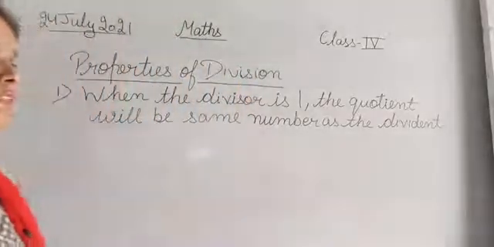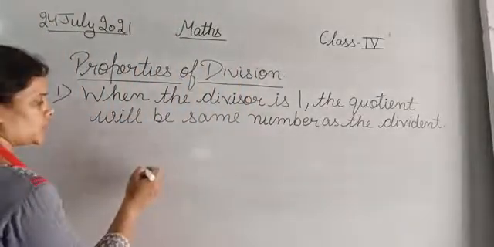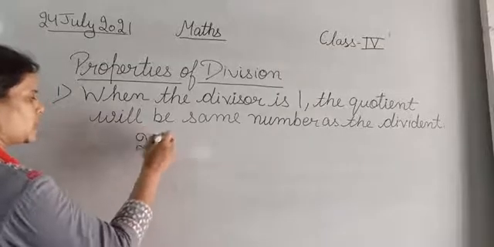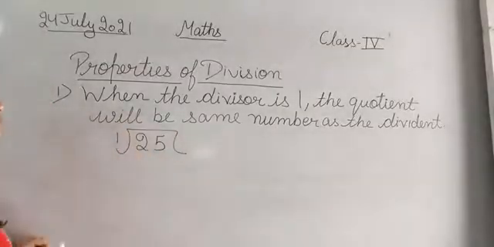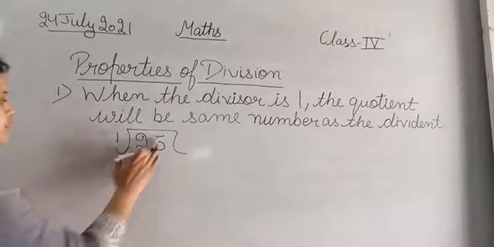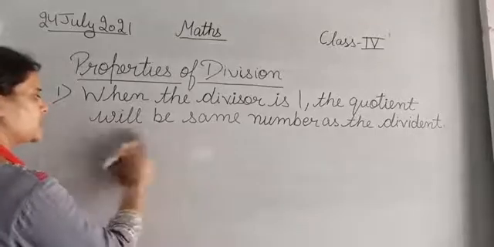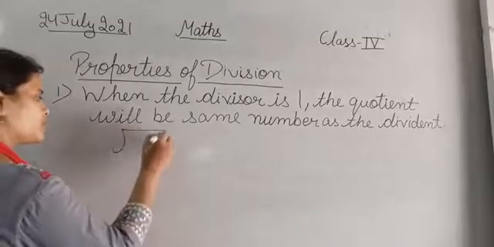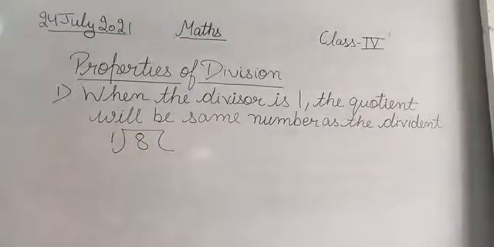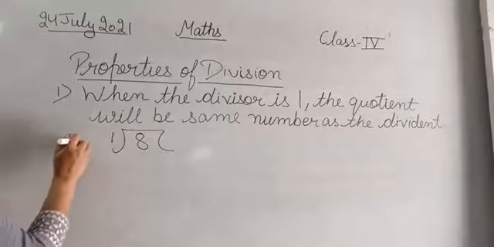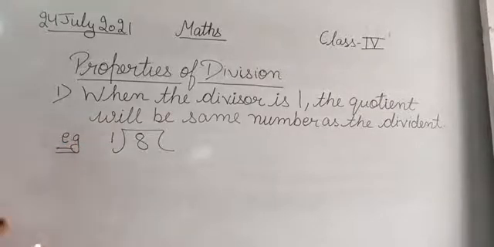So here let's see with an example. Suppose you have to divide 25 with 1. First of all, we divide a 1 digit number. Suppose you have to divide 8 with 1. This is an example here. So let's divide 8 with 1.